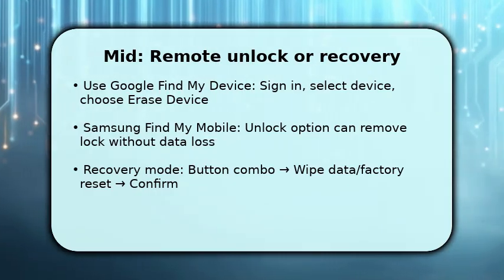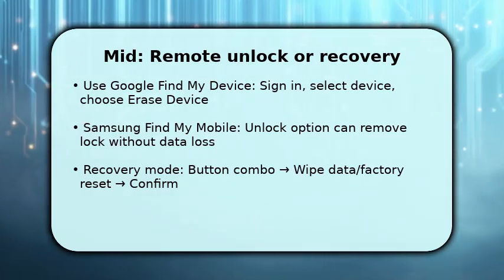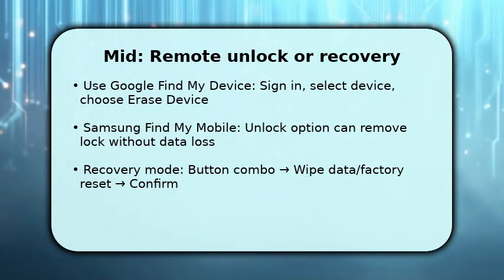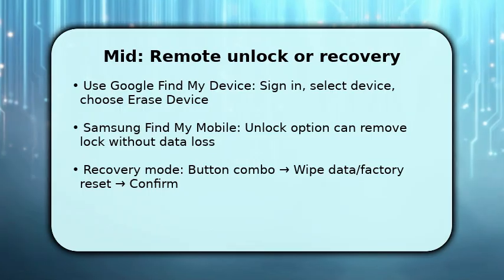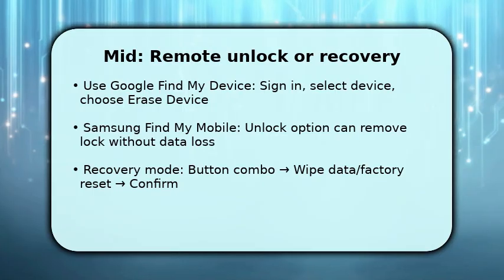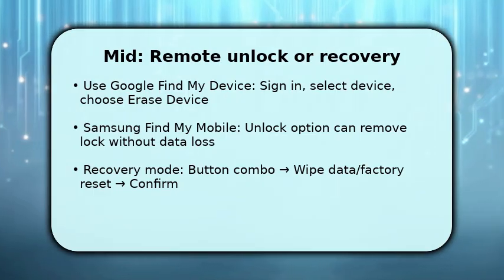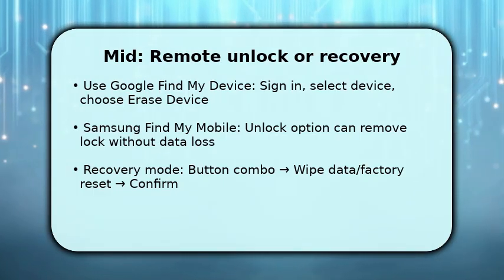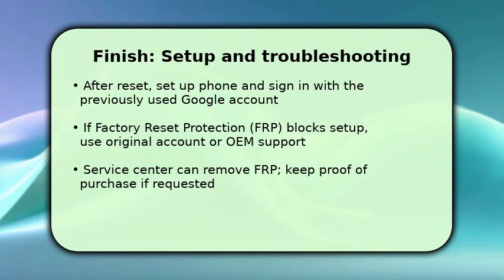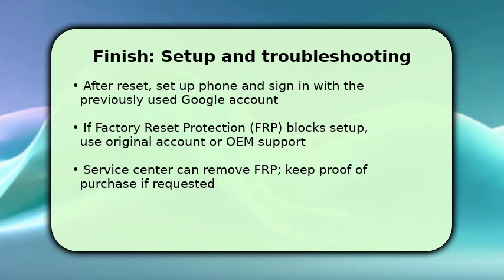Erase performs a factory reset. If it's a Samsung, sign in to Find My Mobile and try unlock first. It can remove locks without wiping. If remote tools aren't possible, power off and use the phone's recovery button combo to enter recovery mode. Navigate to wipe data/factory reset, confirm, and wait for the process to finish. After the reset completes, reboot and proceed through Android setup.